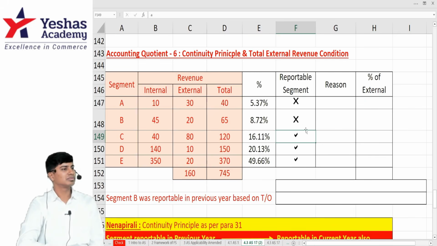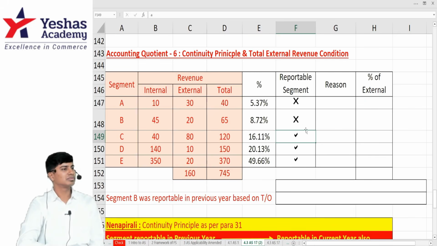No one did segment reporting. Are you getting it? If it is only one segment, should you do segment reporting? No need. That's what AS 17 says. See, no need to report if only one segment is reportable. Read, yeah. No need to report if only one segment is reportable. To do segment reporting, there should be a minimum of 2 segments.